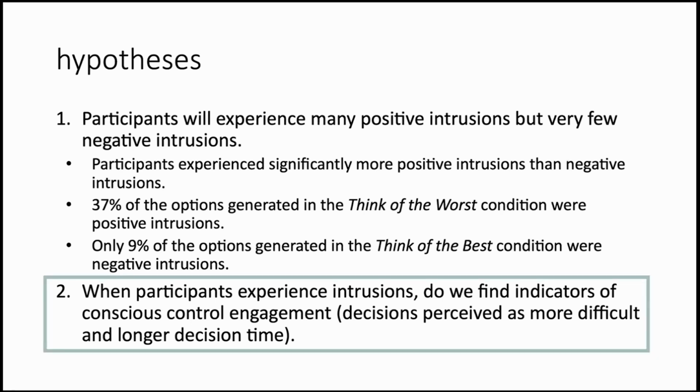Okay, so now turning to the second question: when participants do experience intrusions, do we find indicators of conscious control engagement? So either subjective difficulty of the decision or longer decision times. Here's what those data look like.